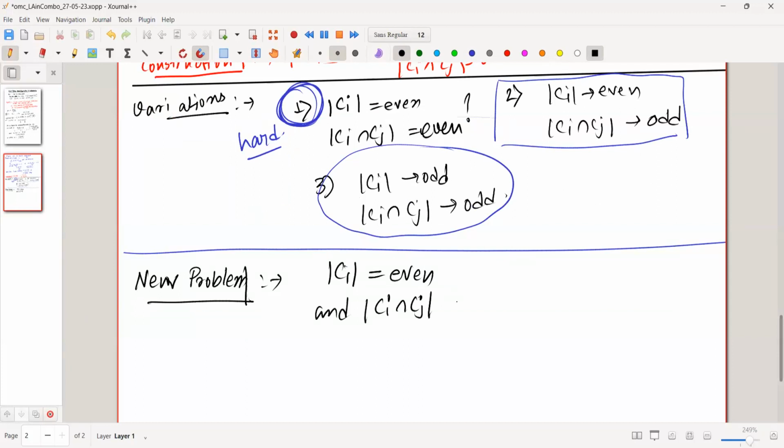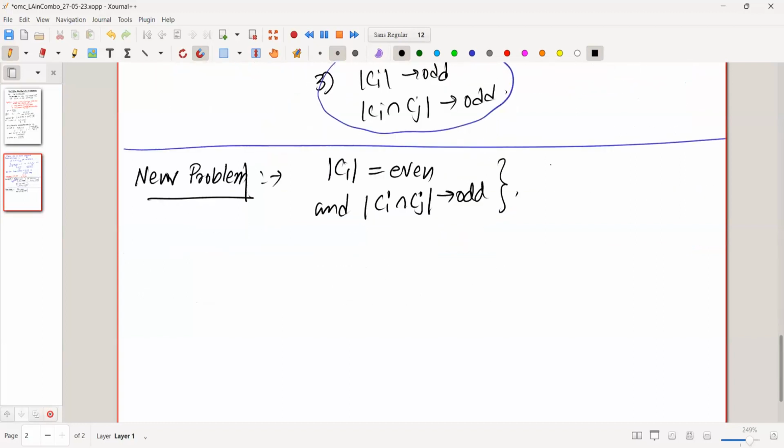So the new problem is that the sizes of all these clubs are even and the intersection is odd. What do you think the bounds will be? Let's say there are m clubs, so bounds on n. Can someone tell me a construction?